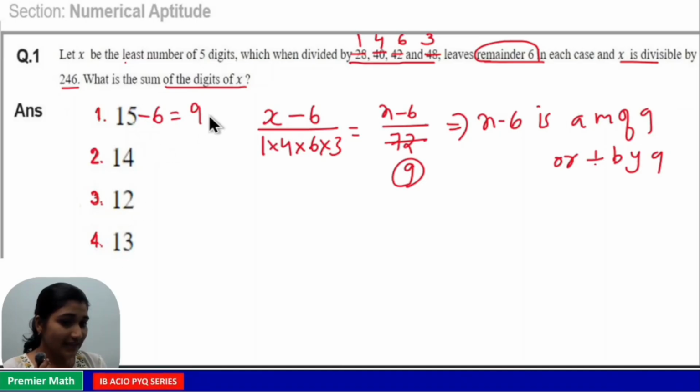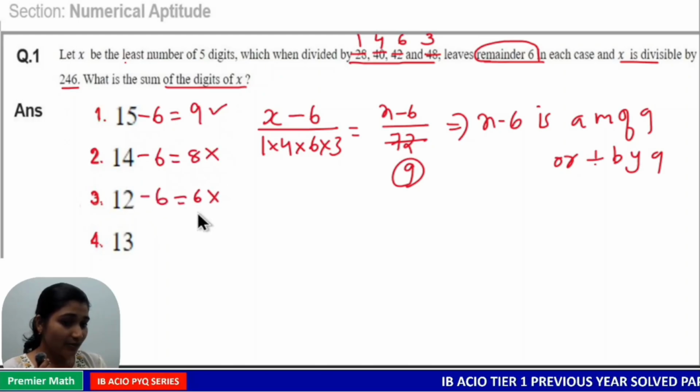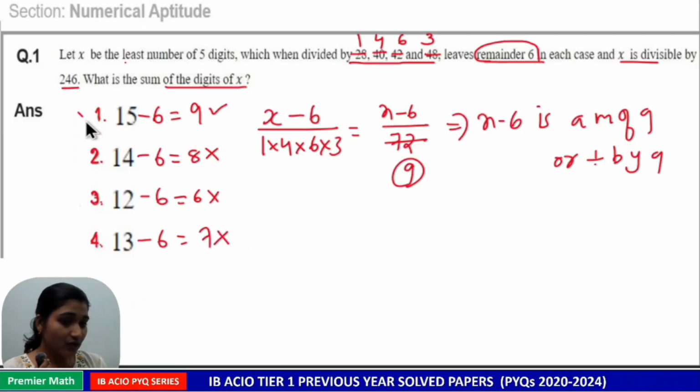15 minus 6 is 9, which is a multiple of 9. 14 minus 6 is 8, not a multiple of 9. 12 minus 6 is 6, not a multiple of 9. 13 minus 6 is 7, not a multiple of 9. So option 1 is your answer.